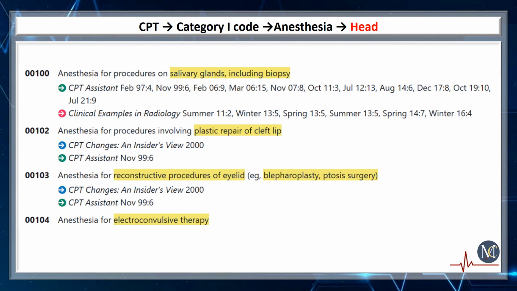Next code is 00104, anesthesia for electroconvulsive therapy. It means the provider performs anesthesia service for the treatment that involves sending an electric current through the brain.